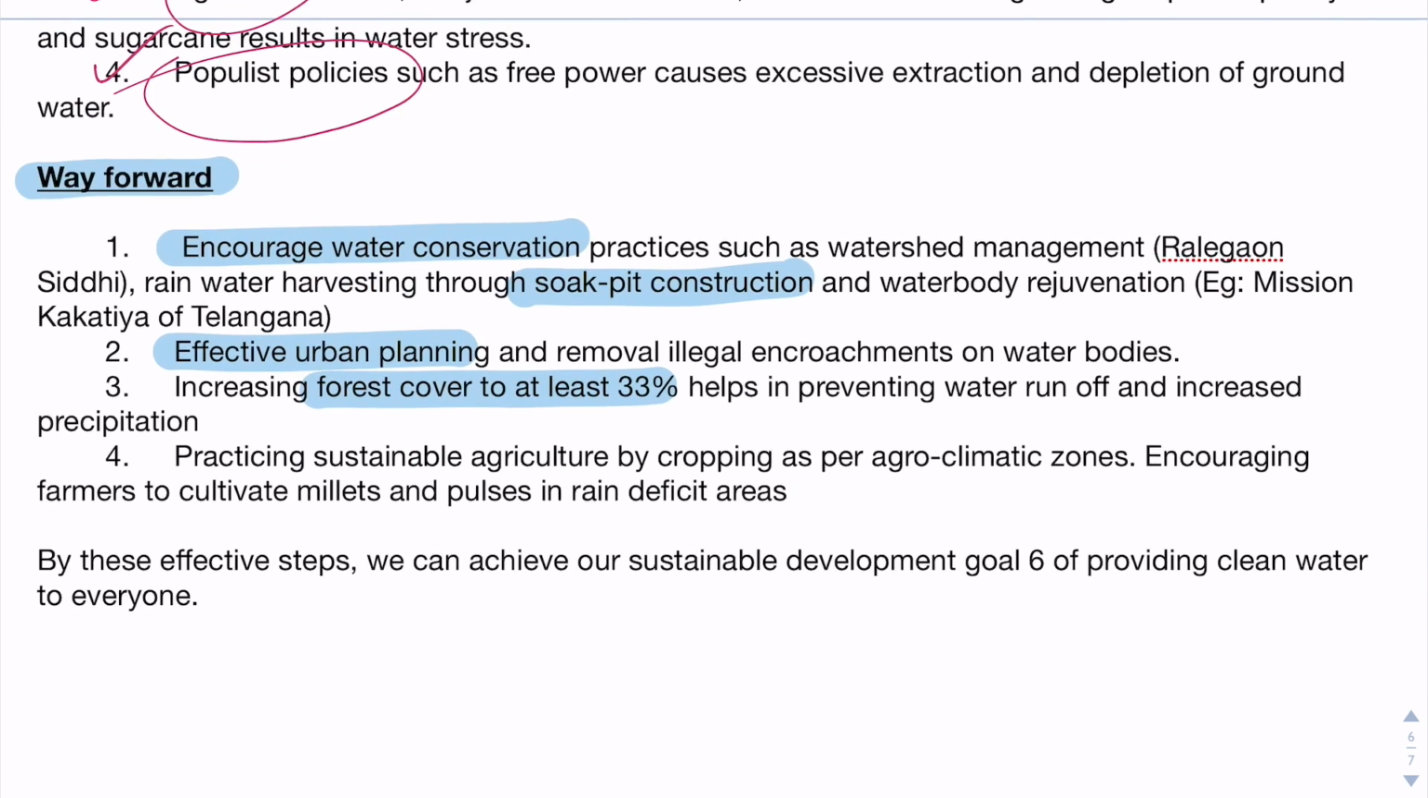And finally end the answer with a line on sustainable development goal number 6 of provision of clean water to everybody to wrap up your answer.